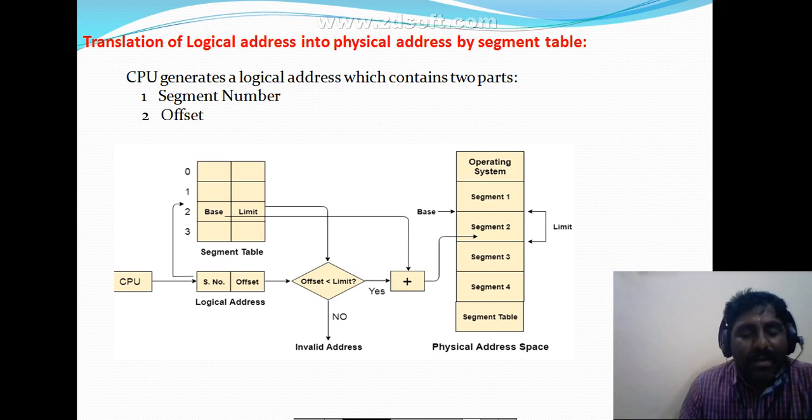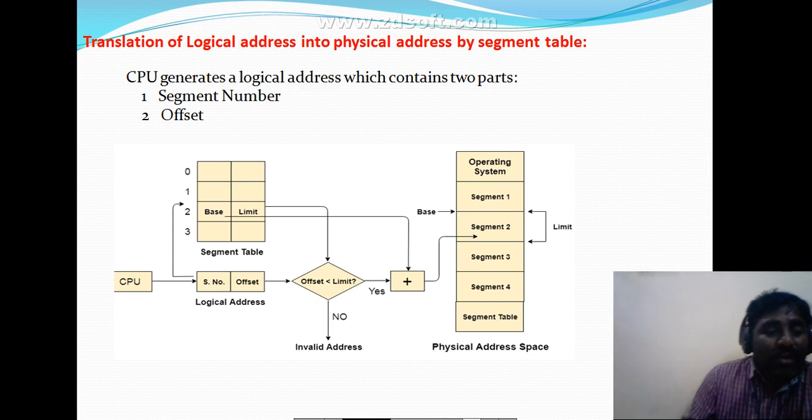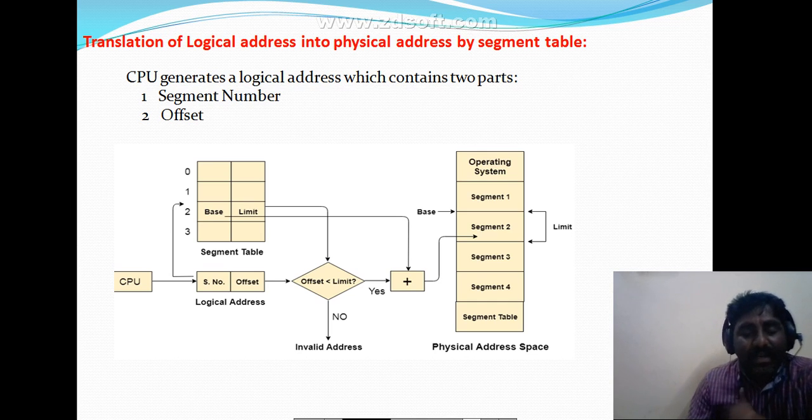The segment number is mapped to the segment table. The limit of the respective segment is compared with the offset. Here we are performing the comparison. If the offset is less than the limit, then the address is valid; otherwise it throws an error as the address is invalid. If yes, the address is valid. If no, it is a trap, or invalid.